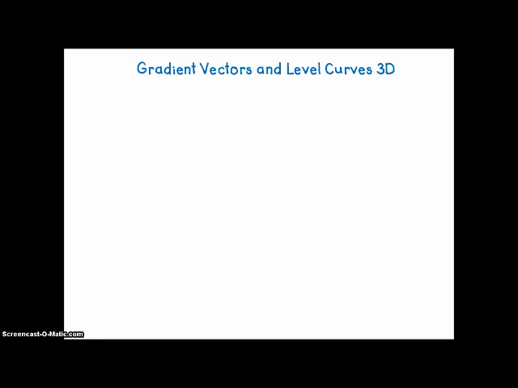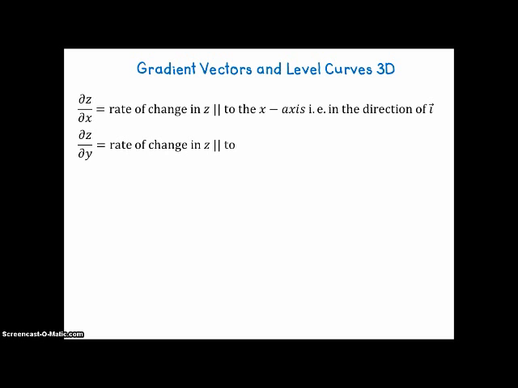Gradient vectors and level curves in 3 dimensions. Okay, so we're going to go back to 3 dimensions and continue our study of the gradient. So the partial derivative of z with respect to x is the rate of change in z parallel to the x-axis, in other words, in the direction of the i vector. And the partial derivative of z with respect to y is the rate of change in z parallel to the y-axis, that is, in the direction of j.